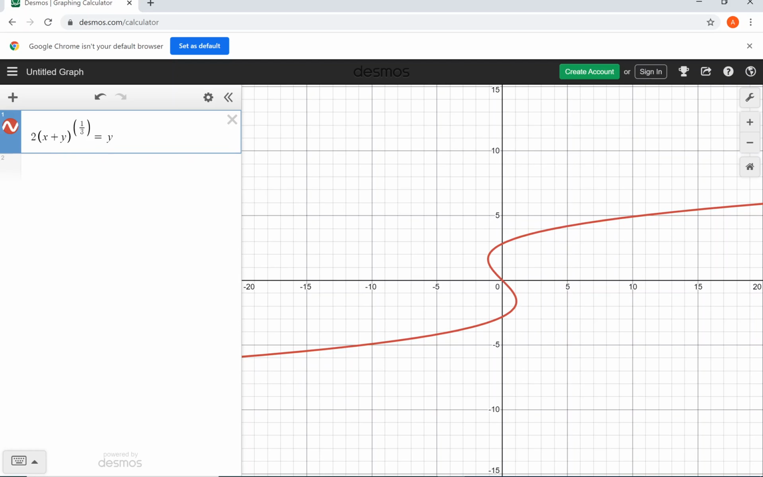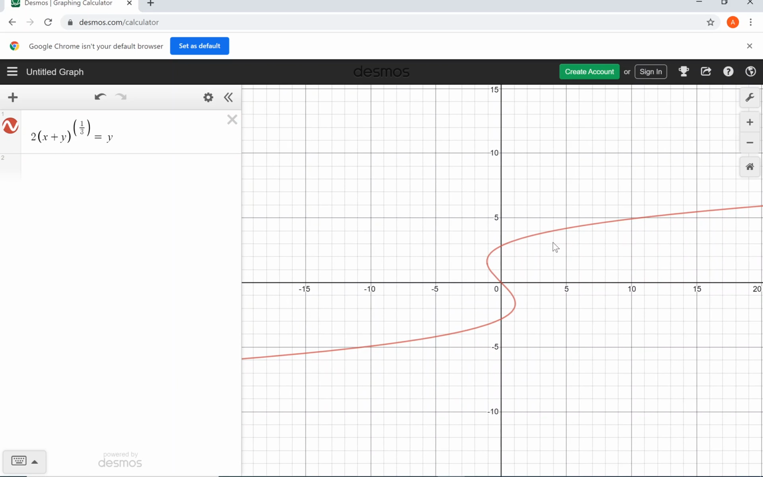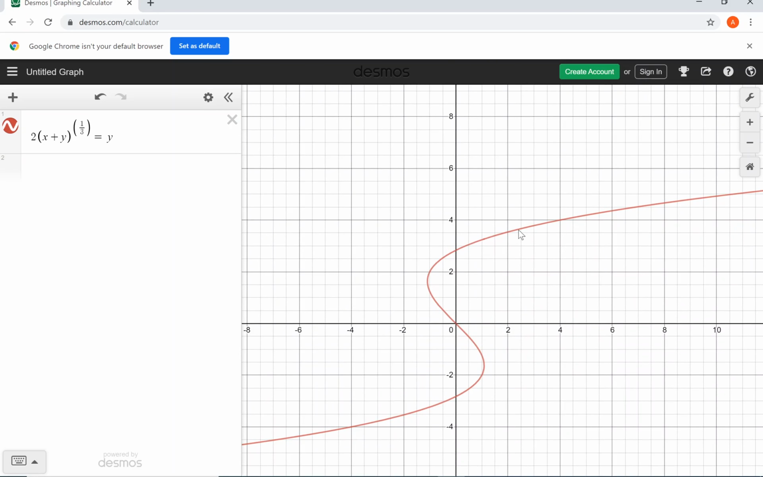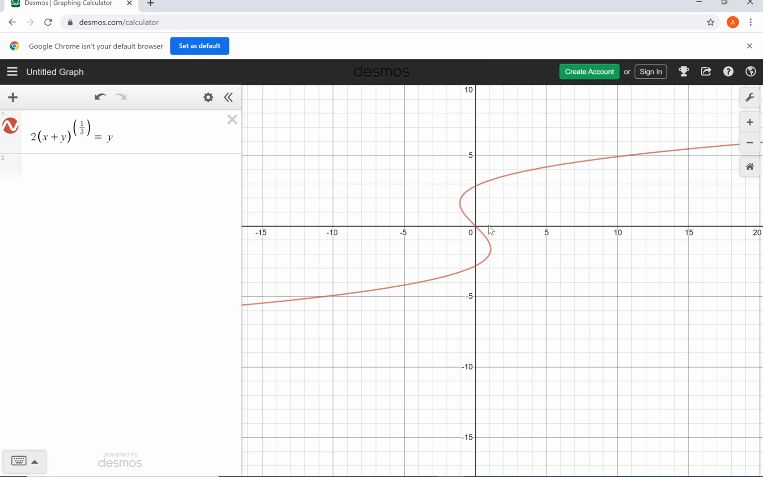Yeah, so pretty strange. We have the point 4, 4 here that we are concerned about. If I can show you. Oh, here's the point 4, 4. And so that's where we want to find the slope of the tangent line. Again, this function does not pass the vertical line test. It's not a function as we normally think about it. It is called an implicit function.